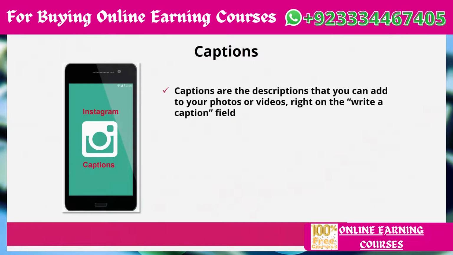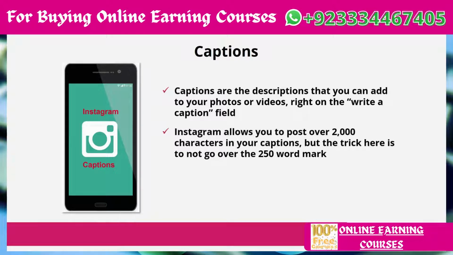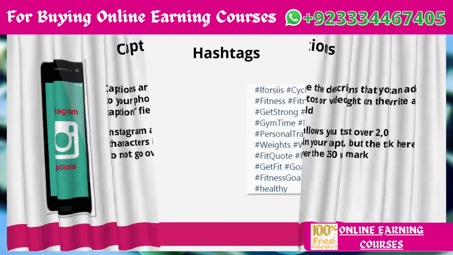Captions. Captions are the descriptions that you can add to your photos or videos, right on the Write a Caption field. The first rule about microblogging captions is that they have to be descriptive, brief, and simple. Instagram allows you to post over 2,000 characters in your captions, but the trick here is to not go over the 250 word mark. In fact, keeping it under 150 or 140 words is the ideal target. The idea is to use this brief caption for keywords relevant to your industry. If you need to add a web address, make sure to shorten it using a web service such as Bitly.